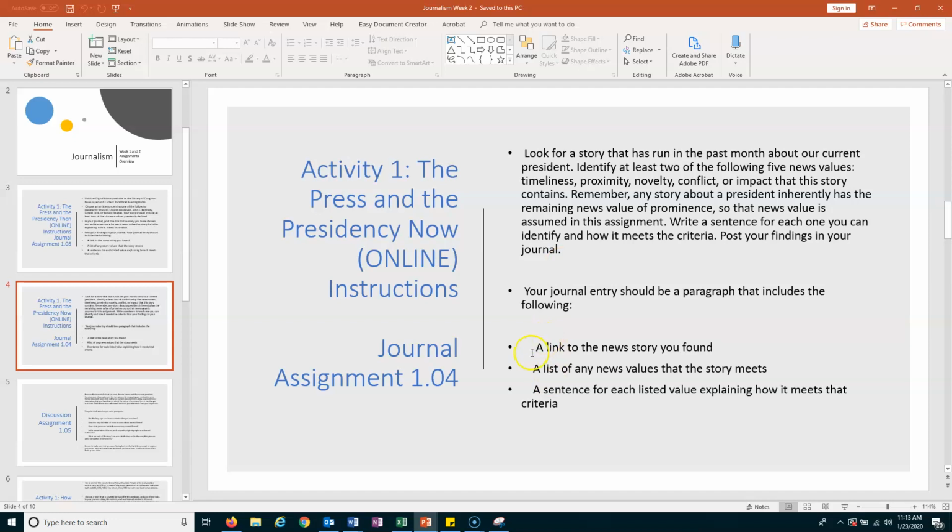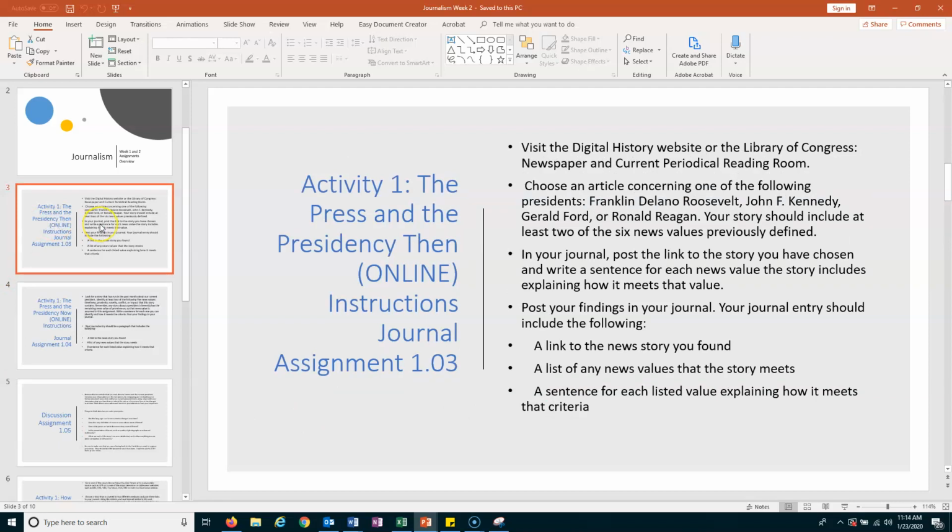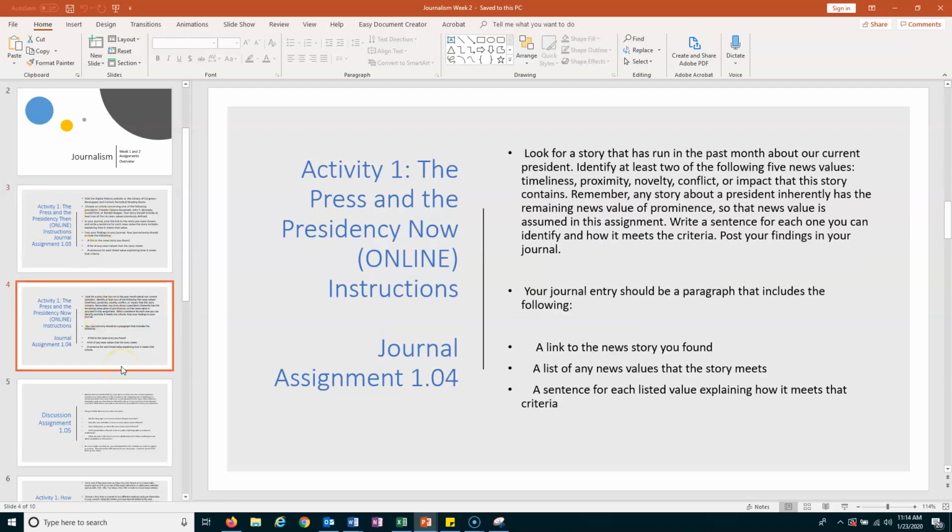So, what do you need? You're always going to need a link in these. I need to be able to go to that entry or that article and check and verify what you're reading. But I need the link. I need a list of the news values, and I need a sentence, the same thing that we just did. The only difference between this assignment and that one is that this has to do with our current president, Donald Trump, right? So that's all you need to do.